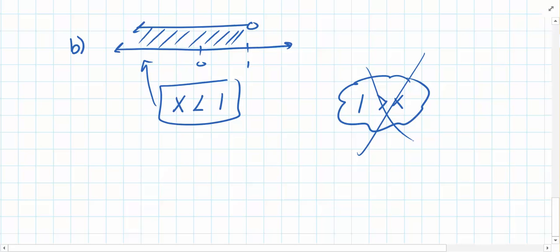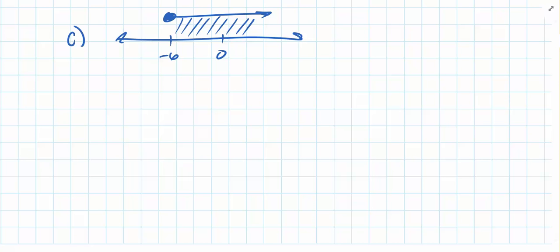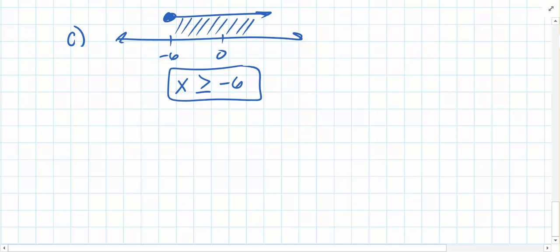Okay, how would we say this statement here, this little graph here? X is greater than or equal to negative 6. Yeah, absolutely. That's how I would recommend saying that statement right there. X is greater than or equal to negative 6. Okay, solving and graphing. A little bit of practice for us.